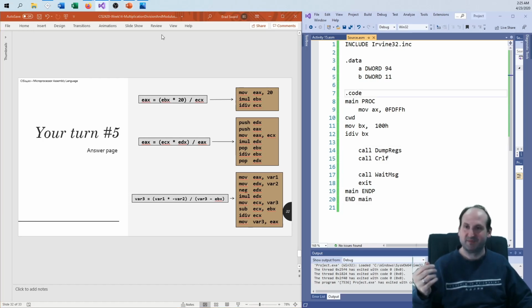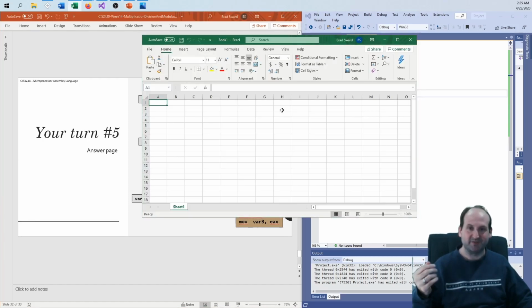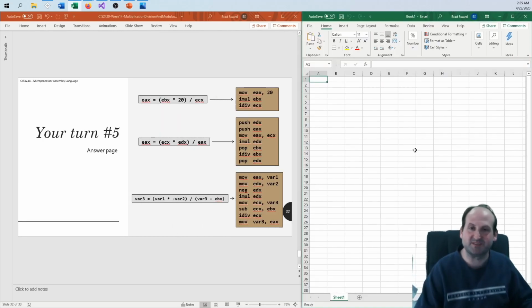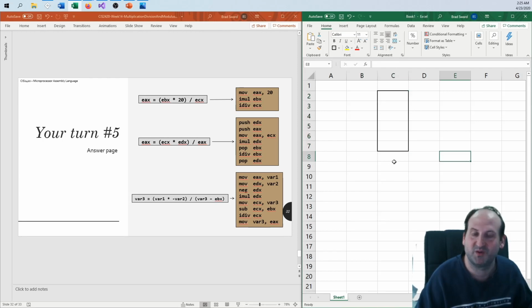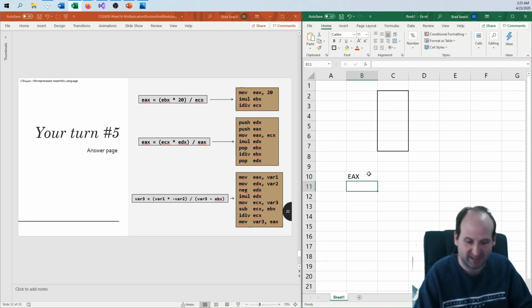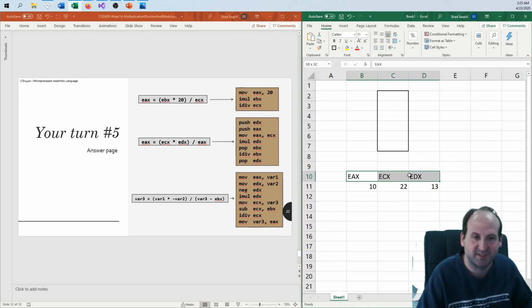Let me pull up an Excel worksheet real fast just to see what the heck is going on. Okay, so what do we have going on here? We have all these different values, and I have a stack and all sorts of stuff. Holy moly, right? So let's just put a value to things here. Let's see, EAX is 10, ECX is 22, and EDX is 13. I'm just making up numbers, and I'm sick of using 1s, 2s, and 3s because it always bites me in the butt. So I'm going to right justify this so we can see things here.